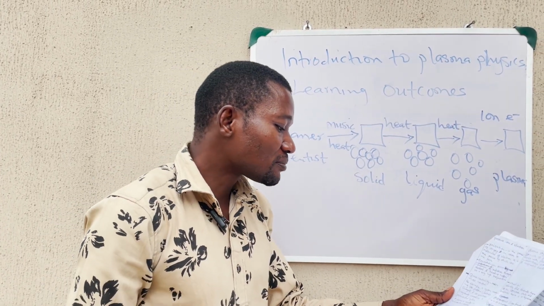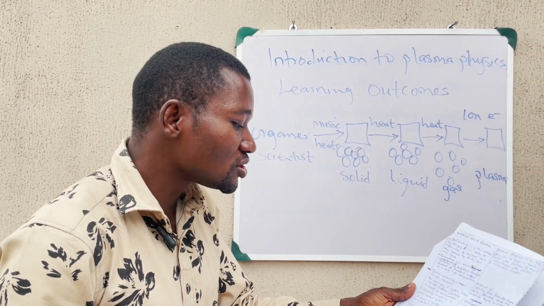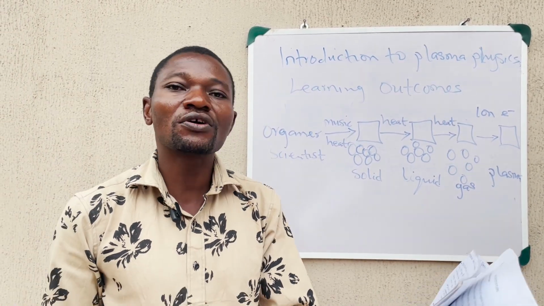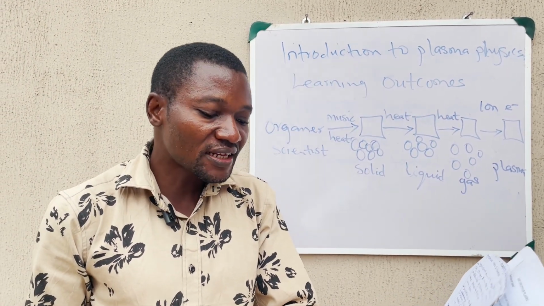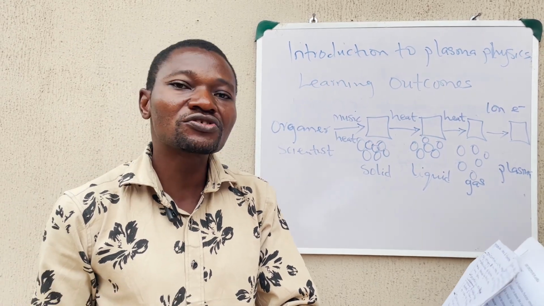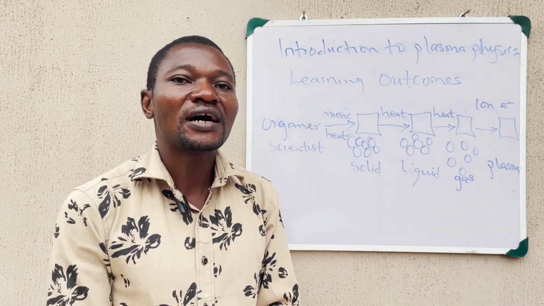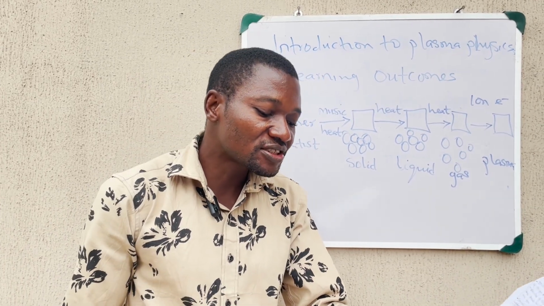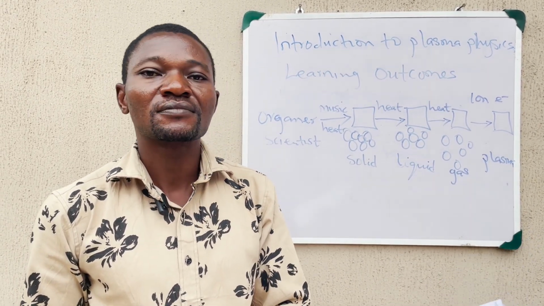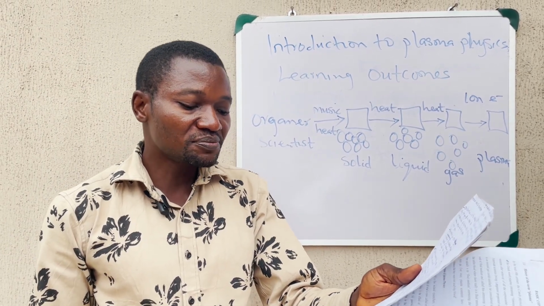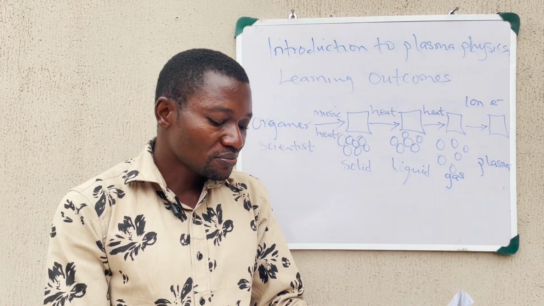So we can say that plasma is an ionized gas in which all or a large number of atoms have lost one or several electrons and exist as a mixture of free electrons and positive ions. Or we can say plasma is a quasi-neutral system of a large number of charged particles which exhibit collective behavior.